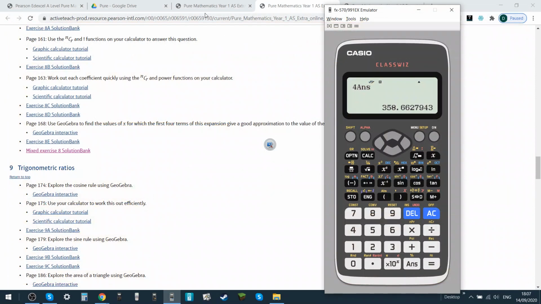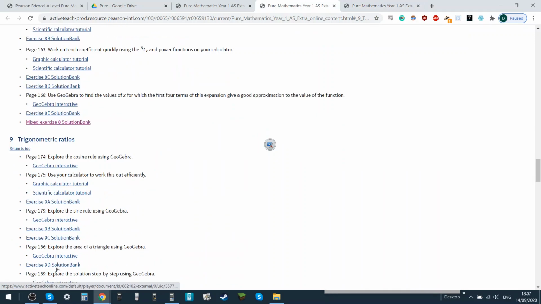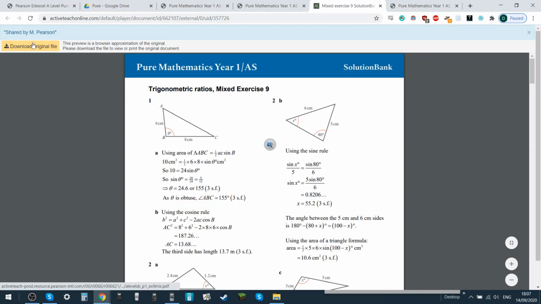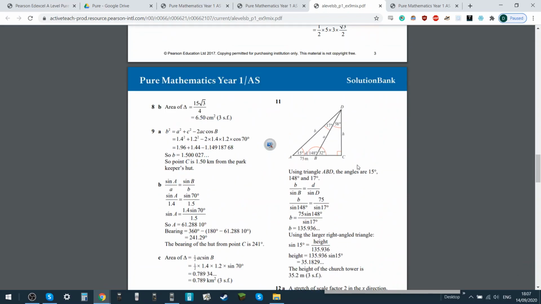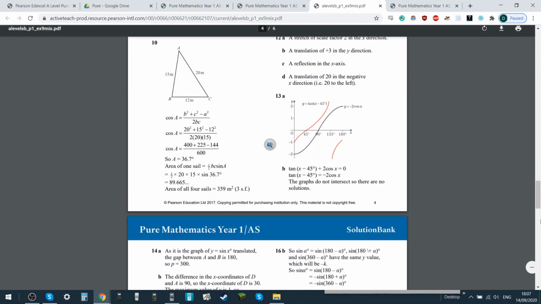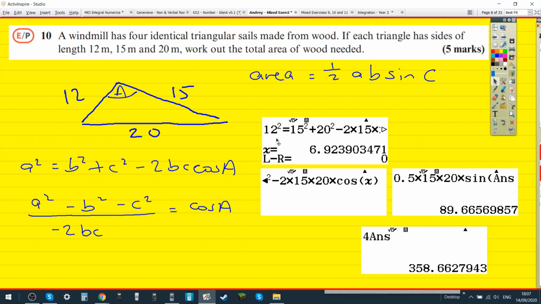Better check. That's question 10. Is this the right one? Yep. Question 10. 359. Yep, it's a 3 sig fig.